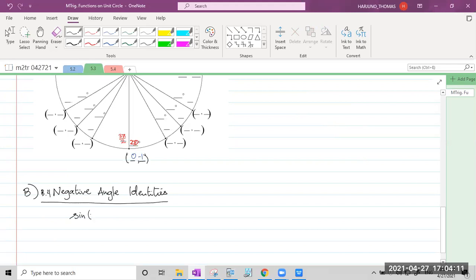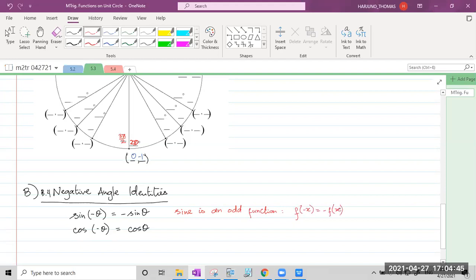Sine negative theta equals negative sine theta. Cosine negative theta equals cosine theta. In other words, you will see that sine is an odd function. If you remember, a function is odd if f of negative x equals negative f of x.